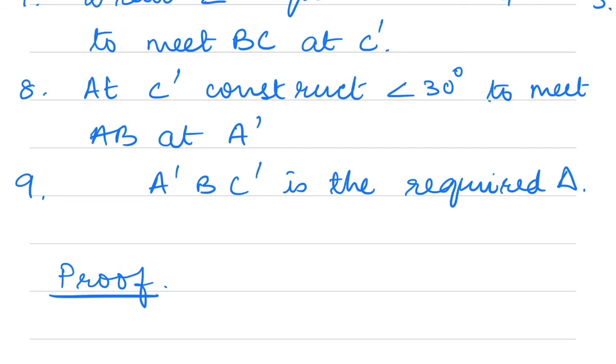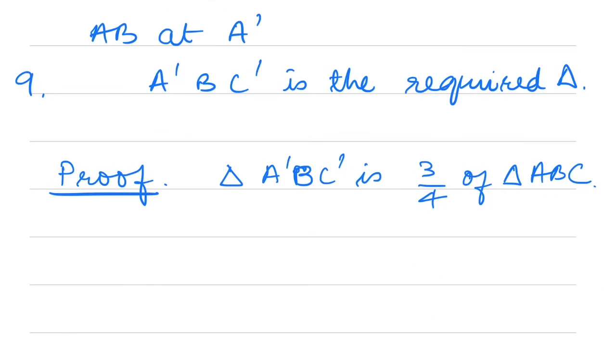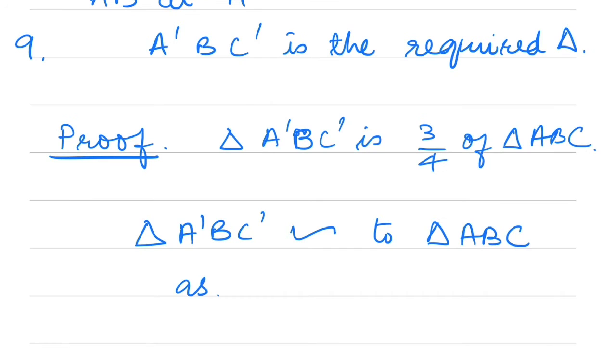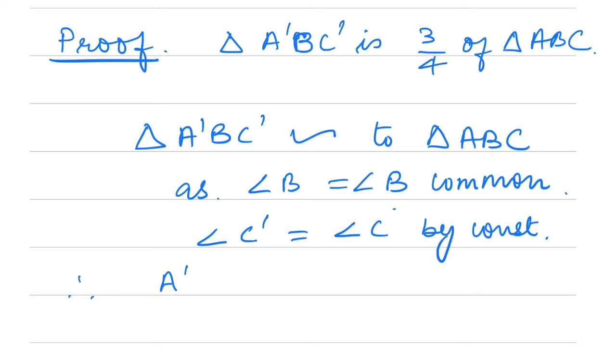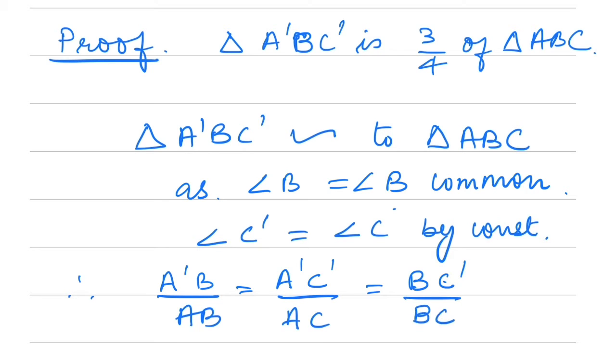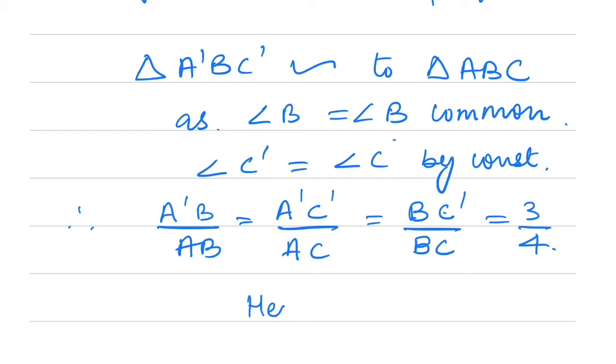Now prove triangle A dash BC dash is 3/4 of triangle ABC. Triangle A dash BC dash is similar to triangle ABC as angle B is equal to angle B common and angle C dash is equal to angle C by construction. Therefore, A dash B by AB is equal to A dash C dash by AC is equal to BC dash by BC is equal to 3/4. Hence, proof.